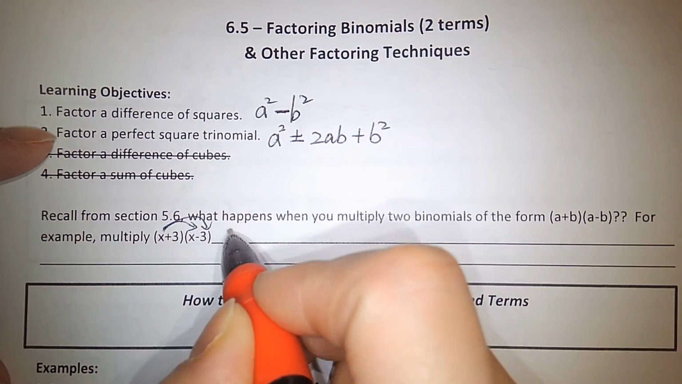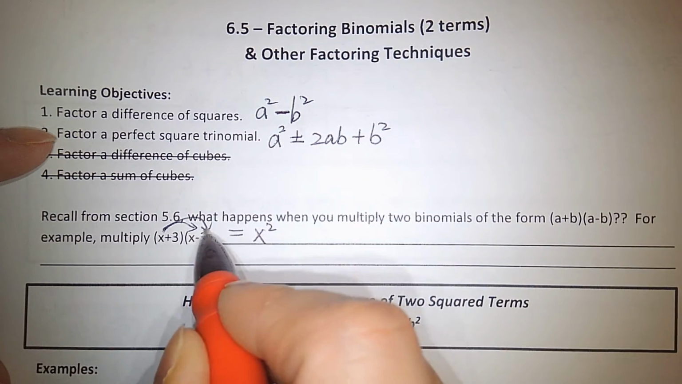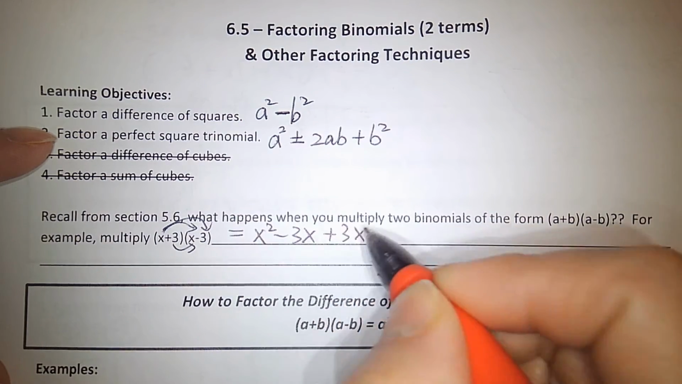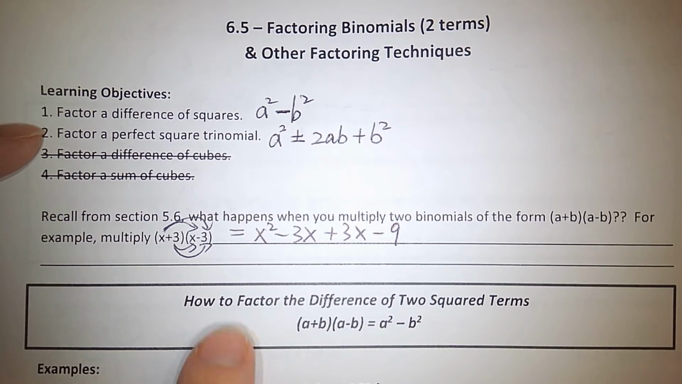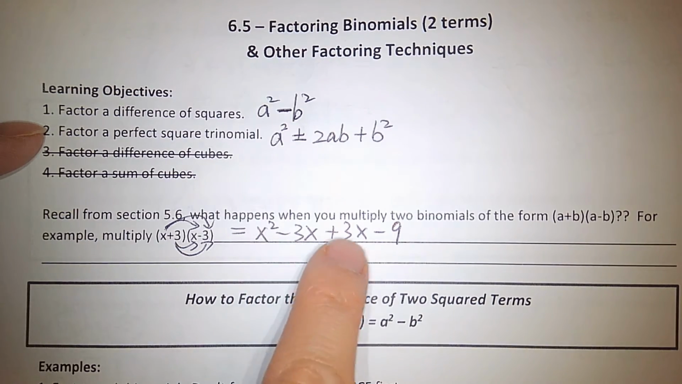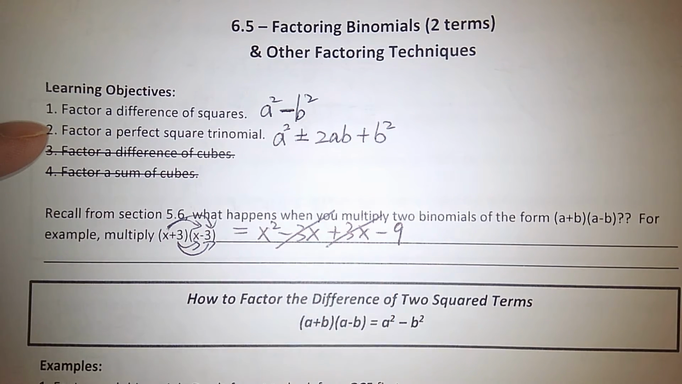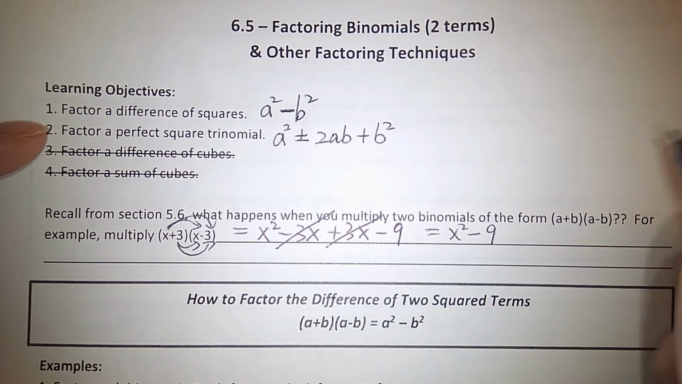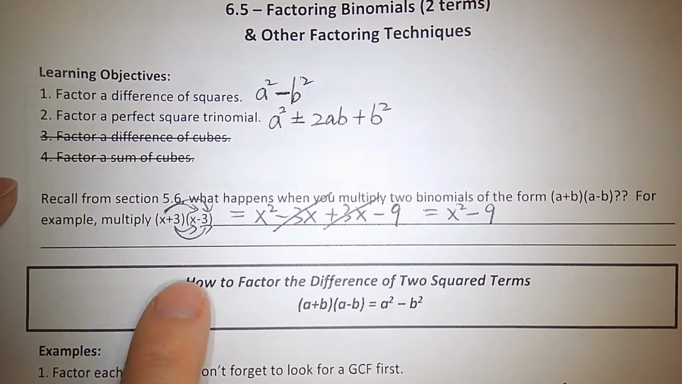So x times x gives us x squared. x times negative 3 is negative 3x. 3 times x is plus 3x. 3 times negative 3 is negative 9. Can we simplify this further? Yes or no? Yes. The negative 3x and the positive 3x, the x terms cancel out, right? So eventually we get what? x squared minus 9, right? Right, guys?